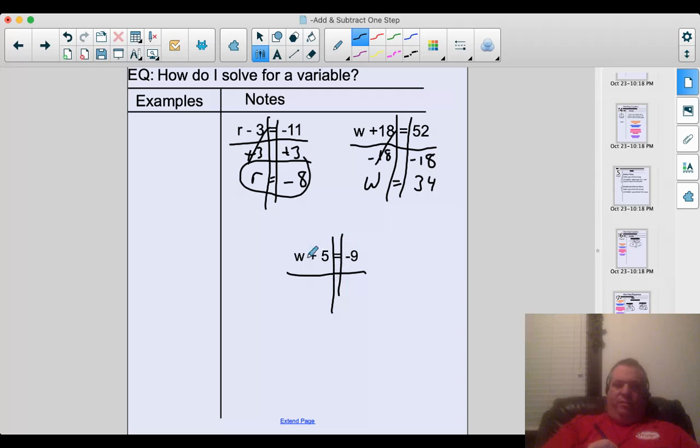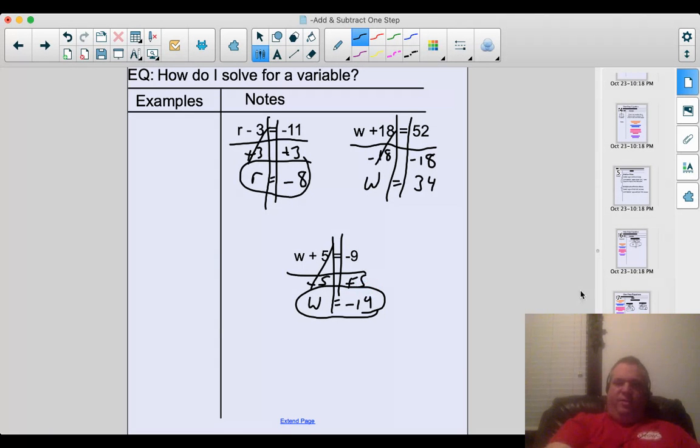All right, one more here. So train tracks, 5 is being added. I'm going to subtract it from both sides. So you get W equals negative 9 minus 5. Remember, I'm going to change that to negative 9 plus negative 5. A negative plus a negative is a bigger negative. I get negative 14. Okay, plugging it in. Negative 14 plus 5 is negative 9 because then they have different signs. The negative is bigger, and it's bigger by 9.